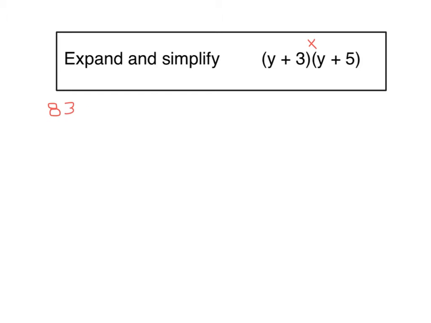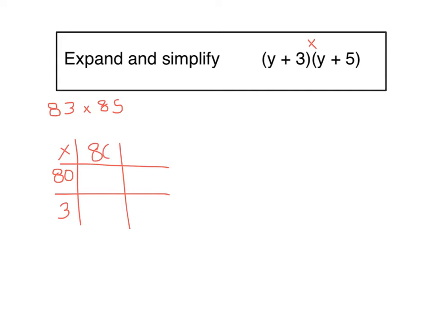83 times 85. And what would I normally do to figure that out? Well, I would do a grid method. So 83 times 85. And this here would be 80 times 80. Remember, we're timesing because it's grid method multiplication.